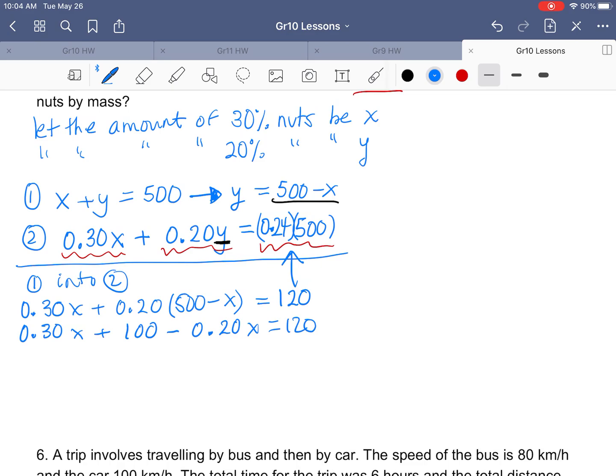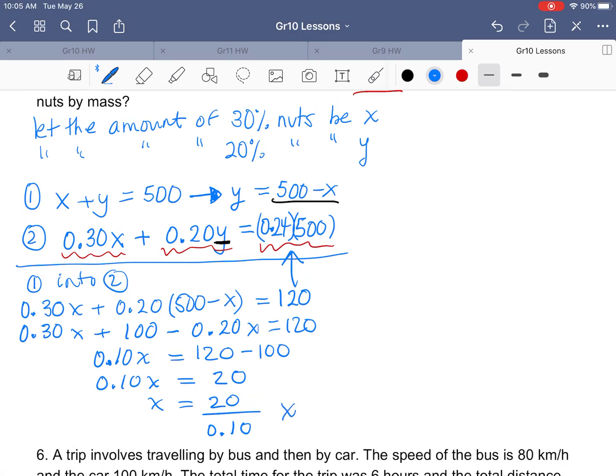And we want to get all the terms with x together. So 0.30x minus 0.20x gives us 0.10 or 0.1x. And we are going to bring that 100 to the other side. So we end up with 0.10x is equal to 20. And we want to divide 20 by 0.10 to get x by itself. And when we do that, we get x is equal to 200.